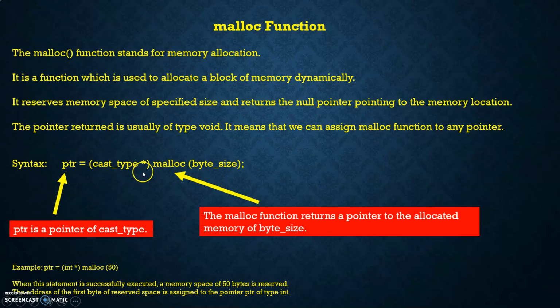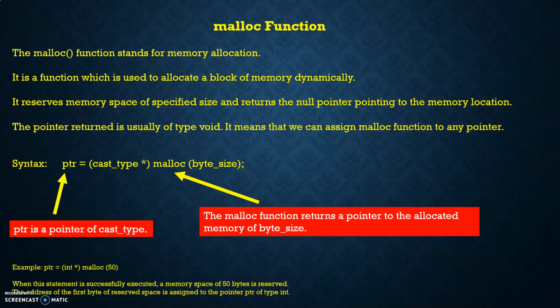Okay, typecast star. Here I am writing ptr equals integer star malloc 50. Integer star means ptr is a pointer variable. A memory space of 50 bytes is allocated, and it is pointed to by this ptr. So ptr is a pointer of the cast type, or the typecast. The malloc function returns a pointer.